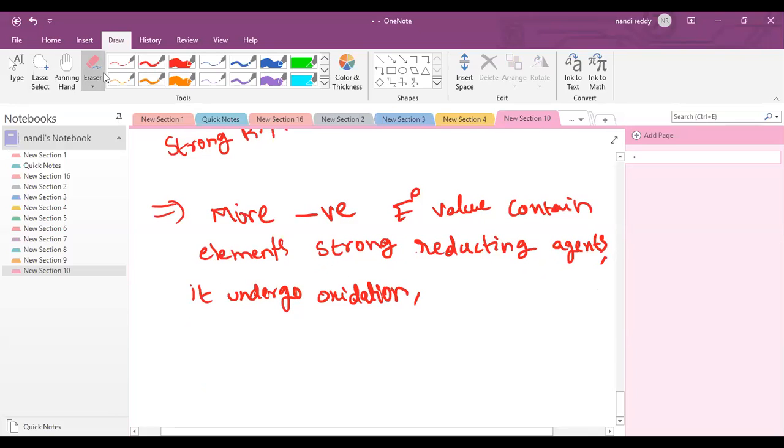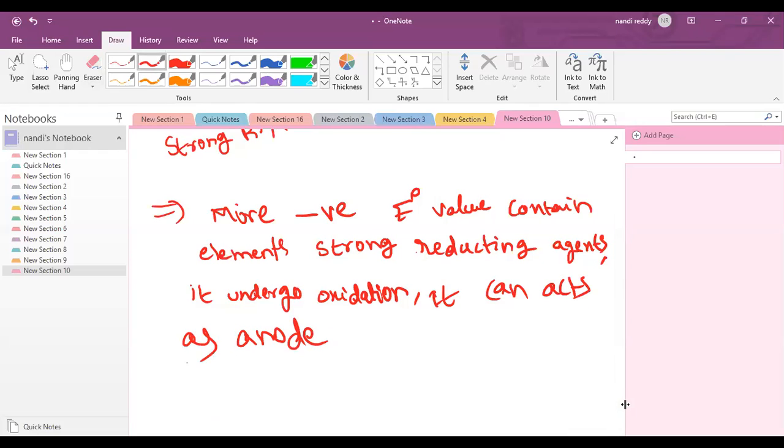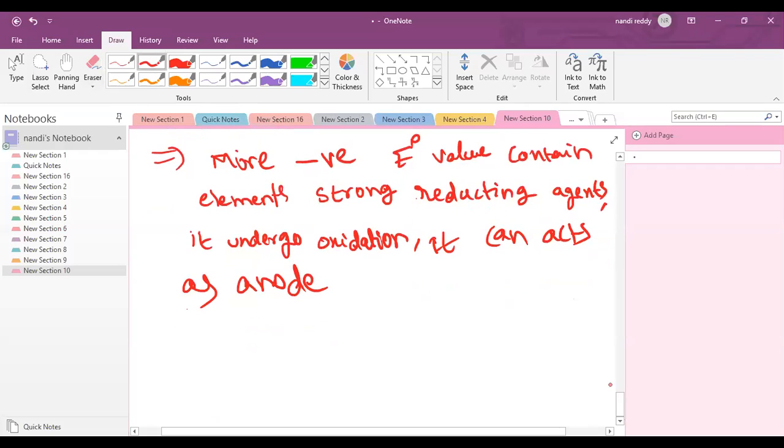One point I forgot, please wait. It can act as the anode. Anode is the negative electrode. Whenever you see an electrolyte, first note this point. I will show the anode and cathode also. Now the exact opposite point, sir, can you write? Less negative or more positive E naught value.